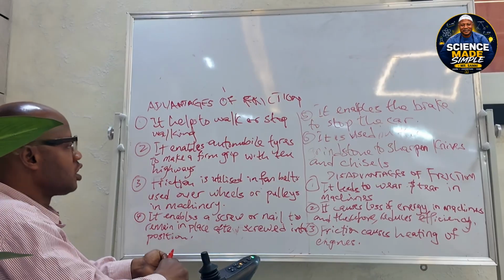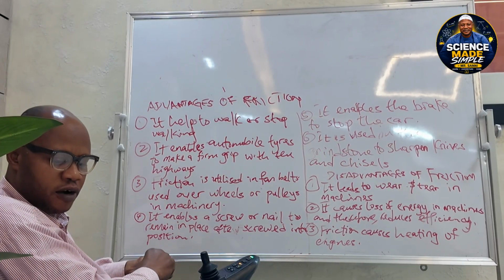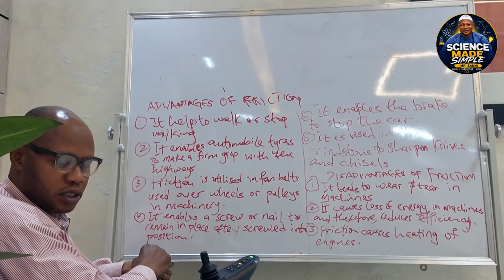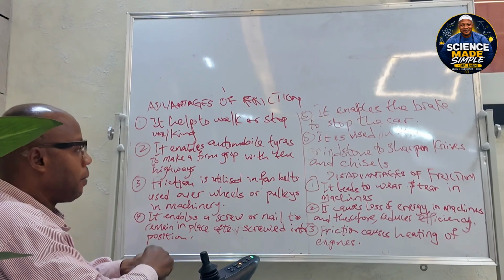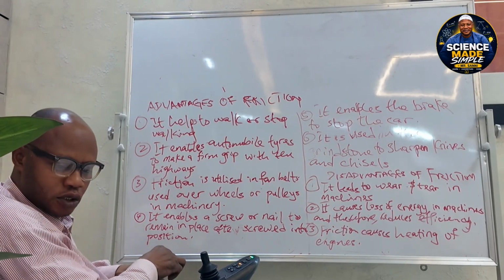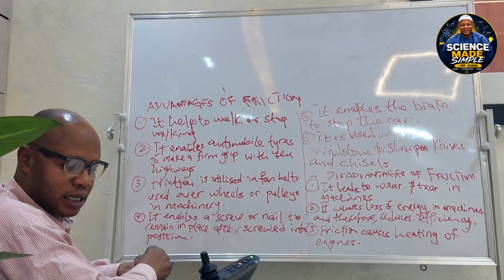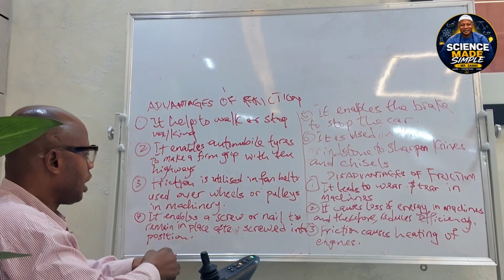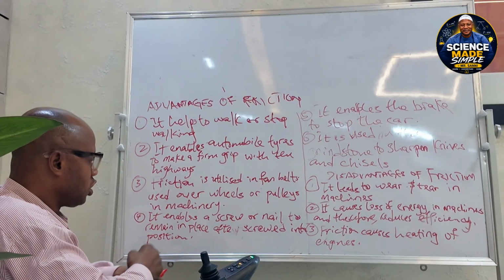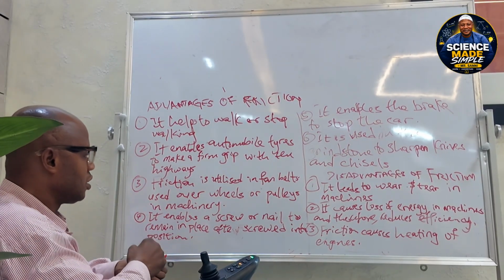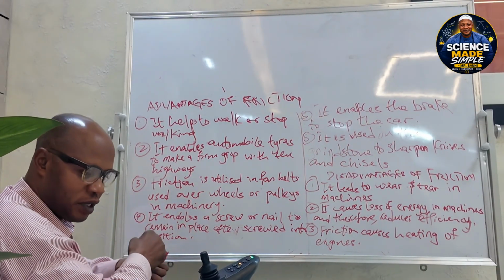Methods of reducing friction. Friction can be reduced in the following ways: by using lubricants such as oil, grease, and graphite. You can use it. If you apply oil, it will reduce the friction, it will reduce the wearing, so it will allow free movement.